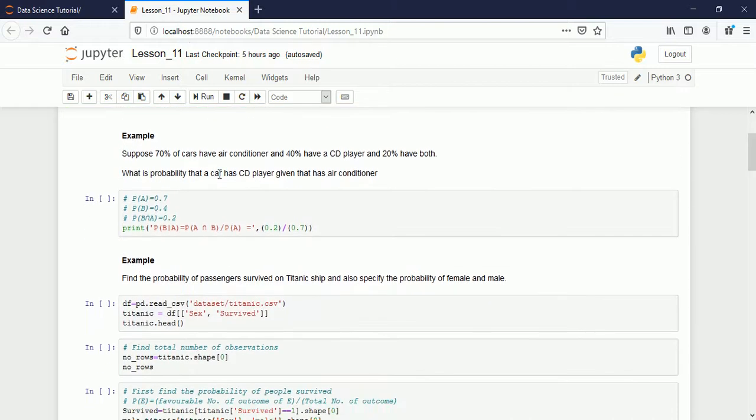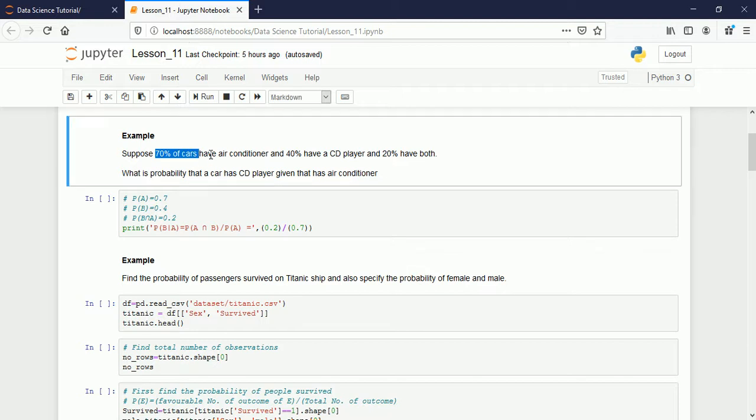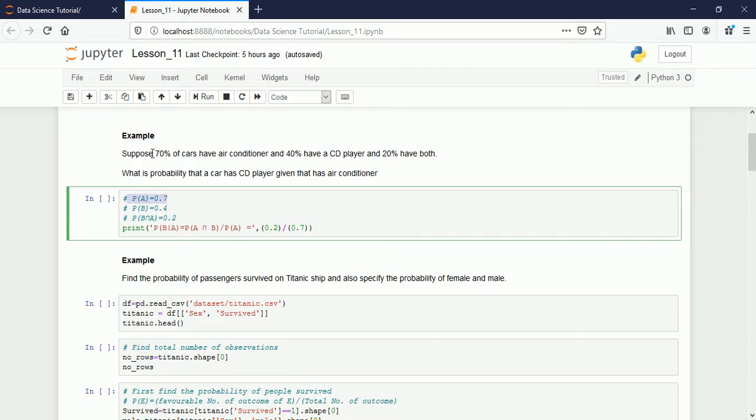Let's have an example here. Suppose 70% of cars have air conditioners and 40% of them have a CD player, and 20% have both. Both means they have a CD player as well as an air conditioner. So now the question is, what is the probability that a car has a CD player given that it has an air conditioner as well? So for that, probability of A is equal to 70%, so 0.7.